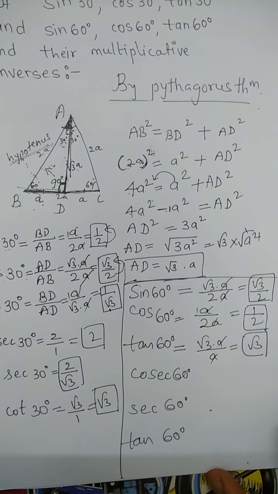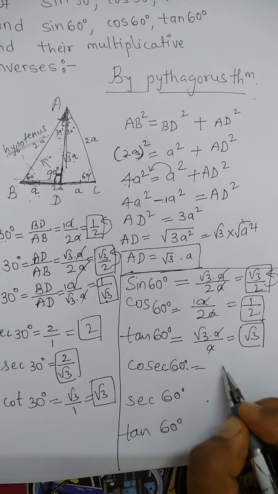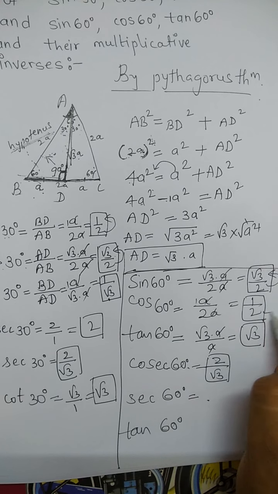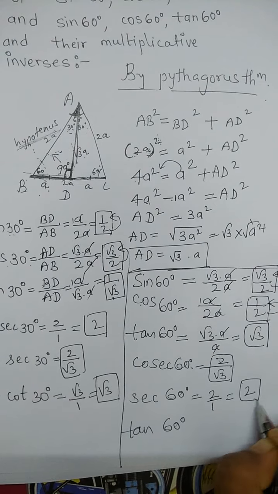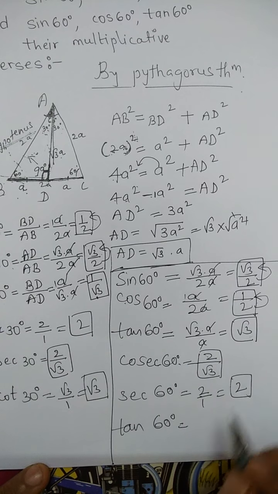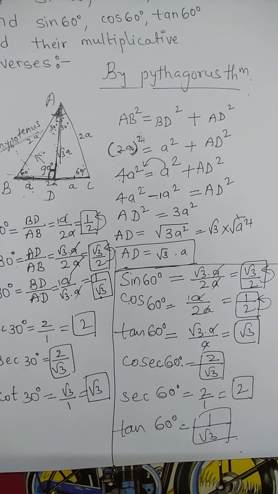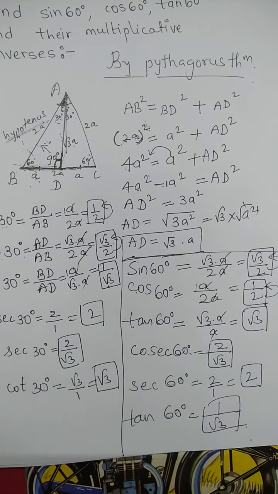Now these are the multiplicative inverses. Cosec 60, you just take the reciprocal: 2 by root 3. Sec 60 is the reciprocal of cos: 2 by 1, means 2. And cot 60: tan 60 is root 3 by 1, so the reciprocal will be 1 by root 3. Like this you have to calculate the values of all the ratios for 30 degree and 60 degree. I hope you understood very well. Practice it. It is very easy.